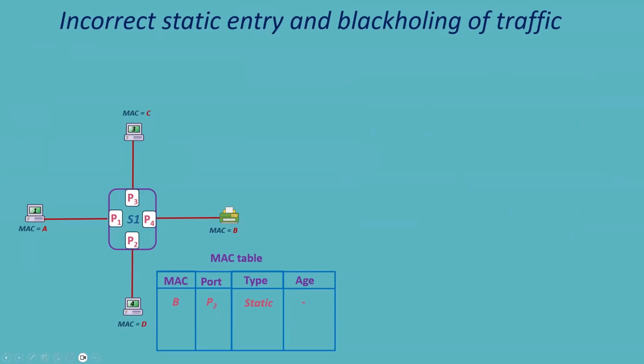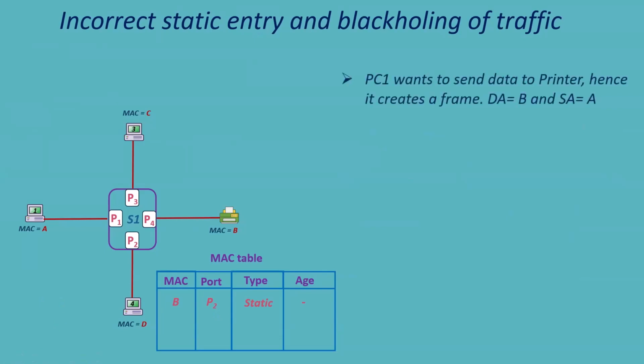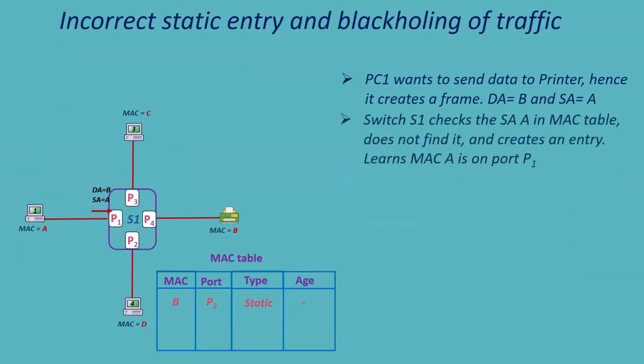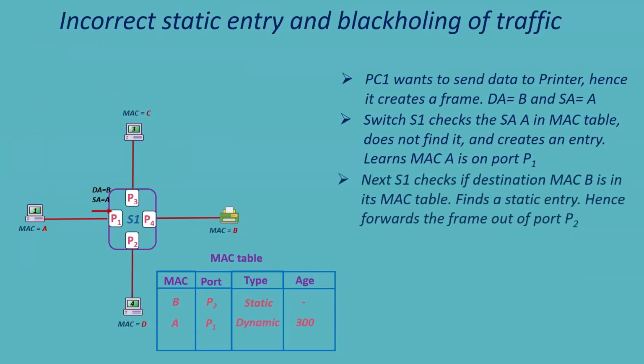Right? So now when the frame comes in for the printer, the same thing happens. Step one, the source MAC address is learned, and the MAC table is populated. Step two, it checks the destination MAC address, which is B, and checks if B is present in the MAC table. It is present, so it looks for the corresponding port for B, which is port P2. So the switch relies on the entry in the MAC table, unaware that the printer has been moved, and it simply forwards the frame on port P2.